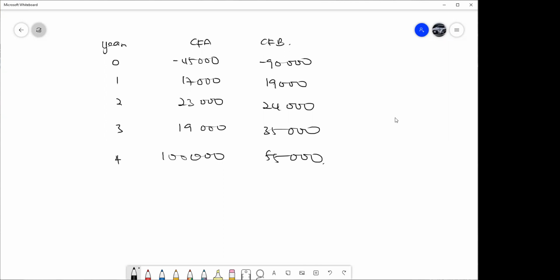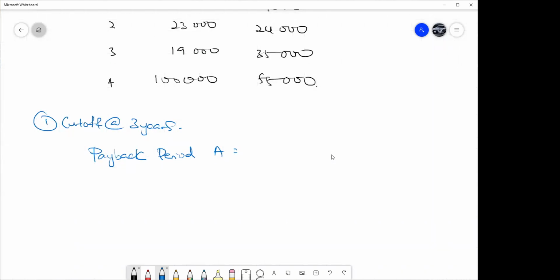Let's look at the first thing, what the question is asking us about. They want to impose a payback cutoff of 3 years for international. So this company is looking at 3 years to see whether it is worth it or not. If the company has the following 2 projects, should they accept either of them? So the first part of the question is a cutoff at 3 years. When the question says cutoff at 3 years, this means they use the project evaluation method of payback period. So payback period of A and payback period of B. This is what you need to calculate.